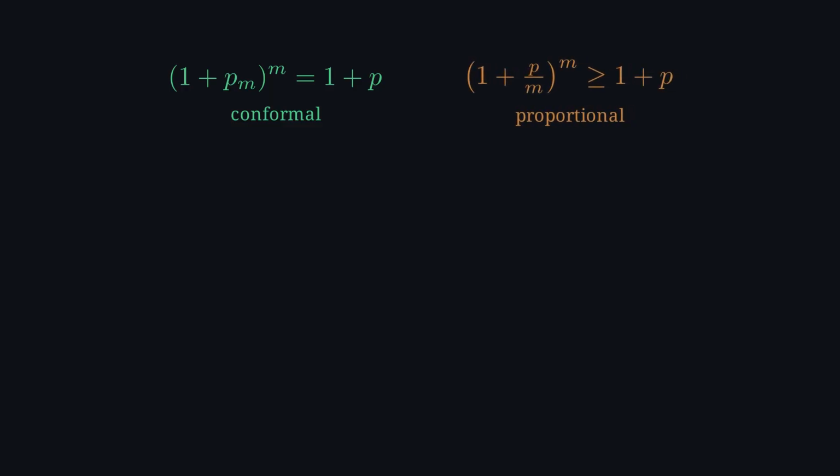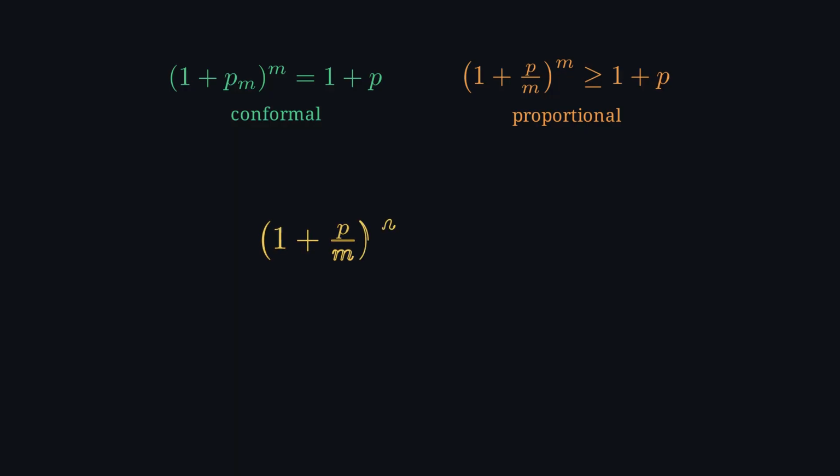One last twist, for when interest is credited more often than once a period. There are two honest ways to split a yearly rate across, say, 12 months. The conformal way keeps the total growth identical: (1 plus p sub m) to the m equals 1 plus p. But the proportional way, just dividing p by m, quietly gives you a little more each time, and by Bernoulli's inequality, more compounding beats less.